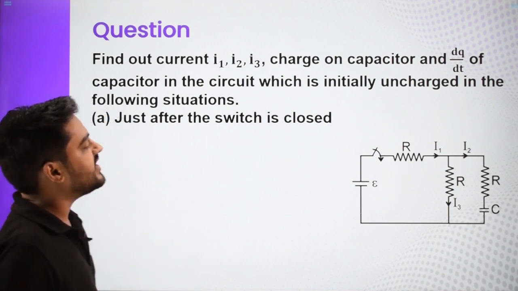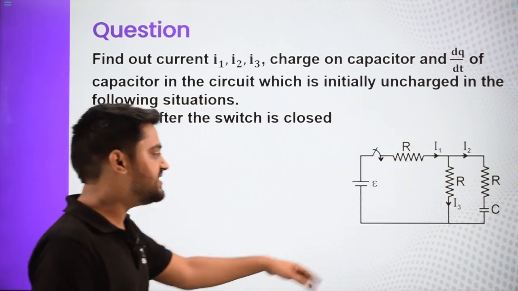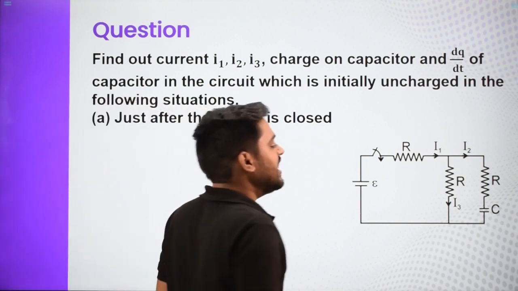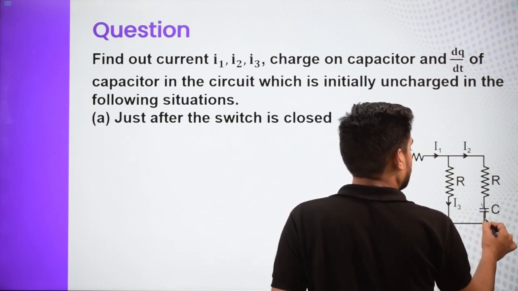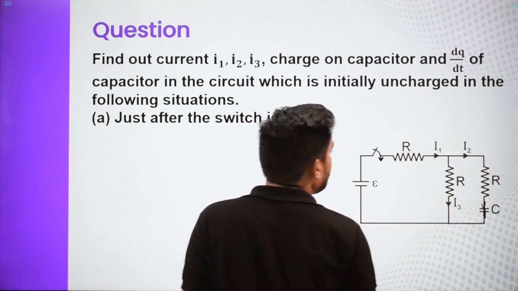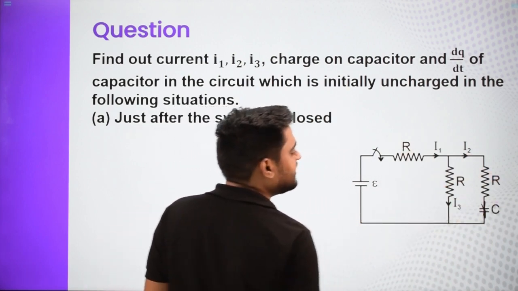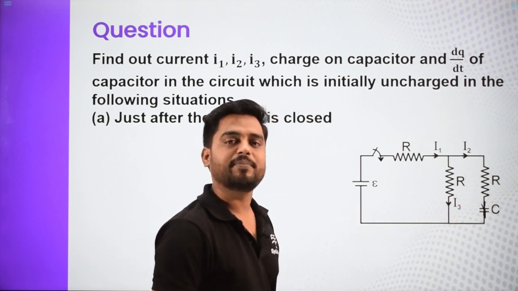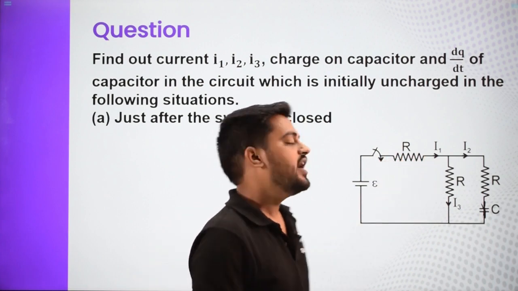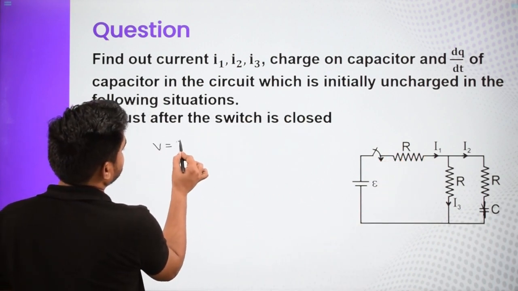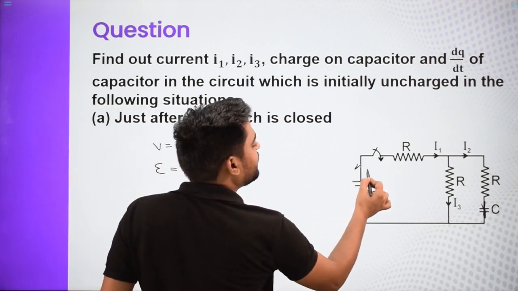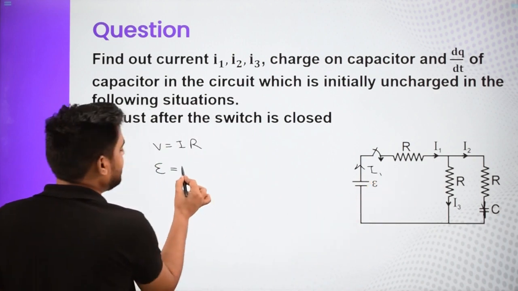And now in the circuit, this capacitor is initially uncharged, in the following situation. First is just after the switch is closed. As soon as we close the switch, this is a discharged capacitor, so it just behaves as a wire. And now we can treat this circuit as a normal circuit. We'll say this R and this R in parallel give an equivalent R by 2. With this R in series it becomes 3R by 2, and I am applying V is equal to IR. So this is I, the current flowing through the battery, which is nothing but I1.